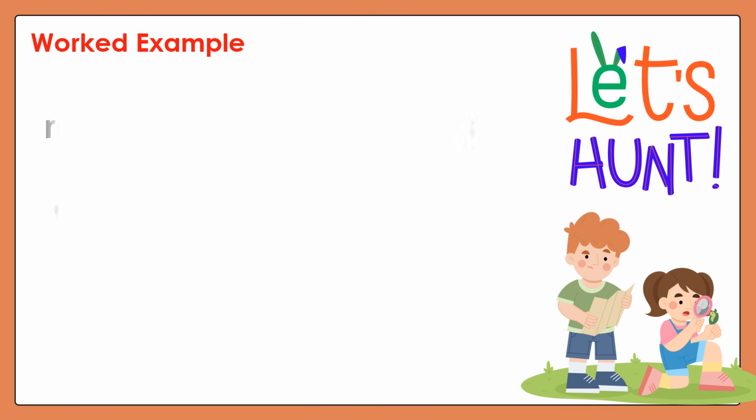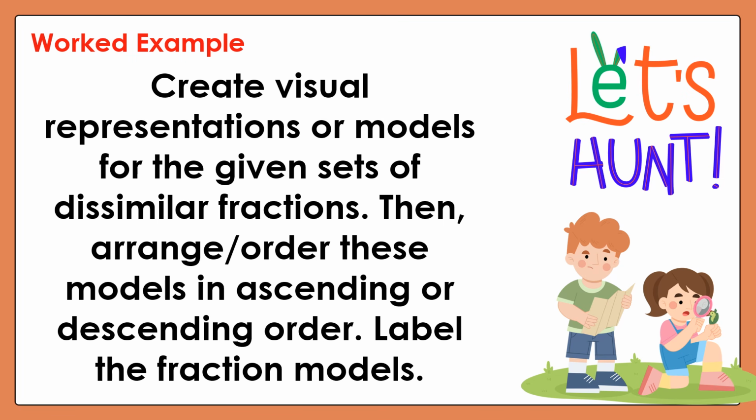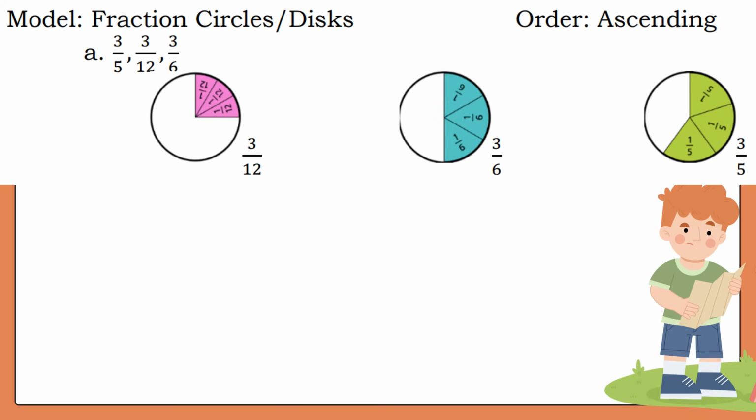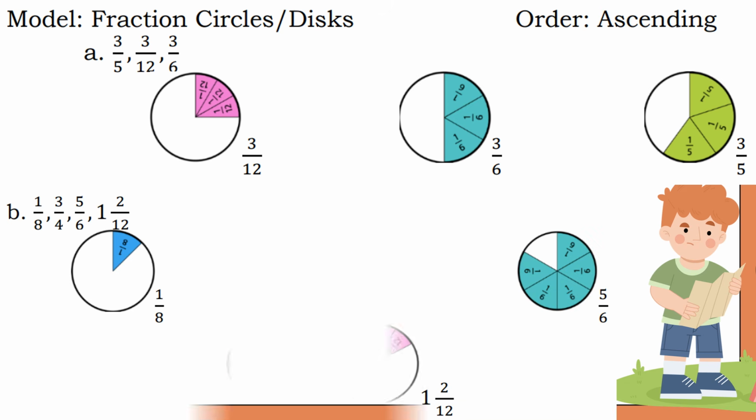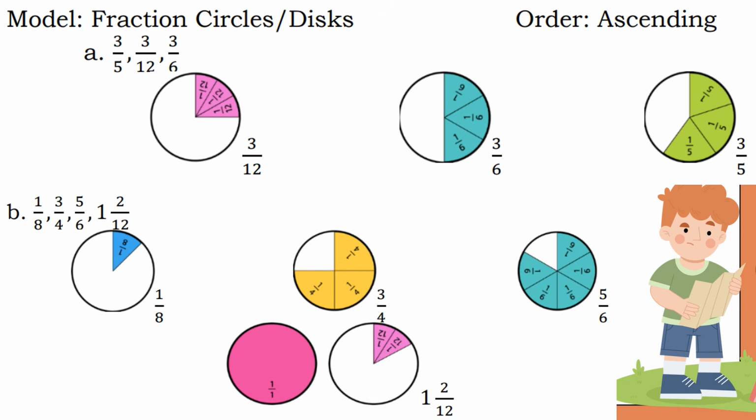Worked example. Create visual representations or models for the given sets of dissimilar fractions. Then, arrange or order these models in ascending or descending order. Label the fraction models. Model, fraction circles or disk. Order ascending. Letter A and letter B.